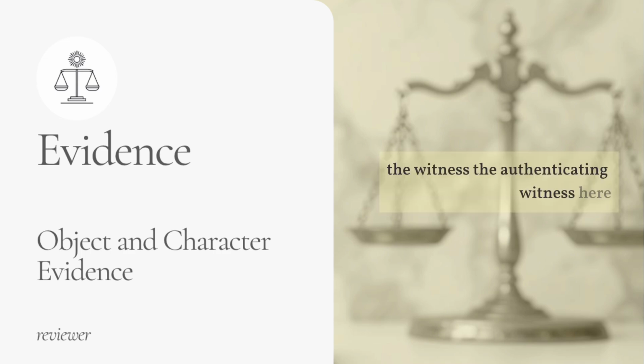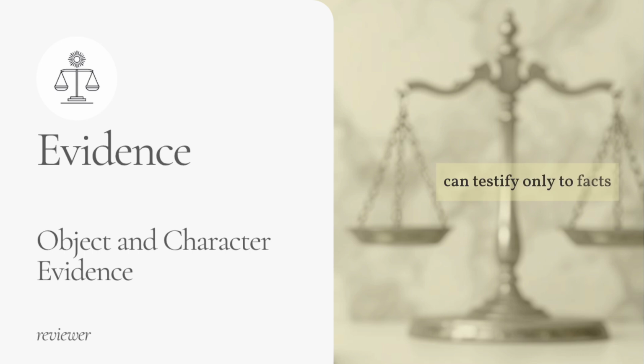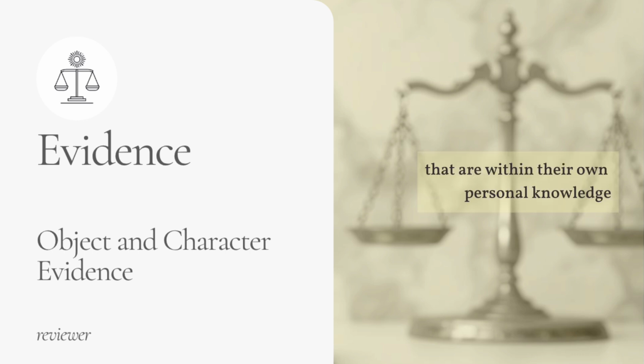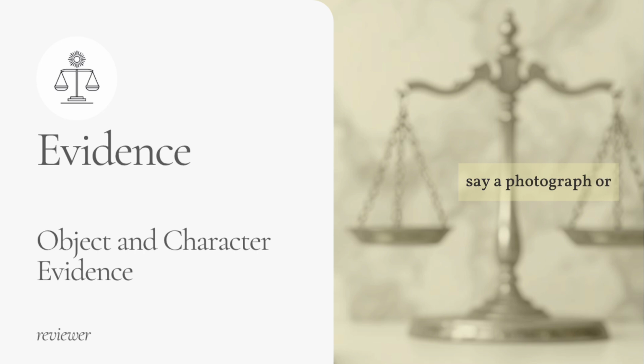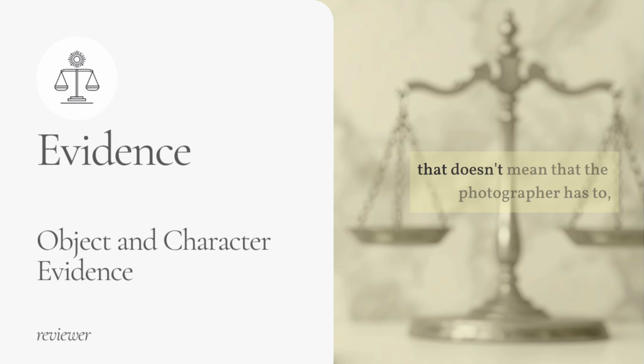The authenticating witness here can testify only to facts that are within their own personal knowledge, that is, which are derived from their own perception. So this doesn't mean that if you're presenting, say, a photograph, the photographer is the one who has to authenticate it, right? It can be someone else. It just has to be someone who has personal knowledge, which is derived from their perception of the object.